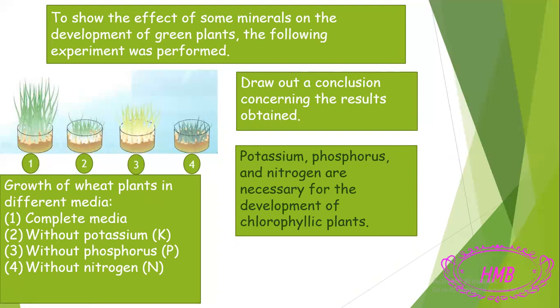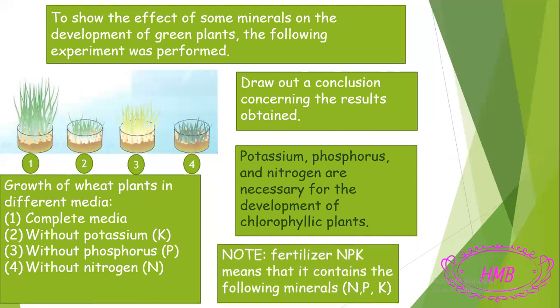Now, away from the conclusion and the questions, we have a certain note. The note said that sometimes we have fertilizers, the ones used in cultivation. A fertilizer, when NPK is written on it, what does this mean? This means that this fertilizer contains the following minerals from the letters N, P, K. N for nitrogen, P for phosphorus, K for potassium. So whenever you have a fertilizer with NPK written on it, of course this is for those interested in cultivation and planting gardens, NPK means that it contains these mineral salts.